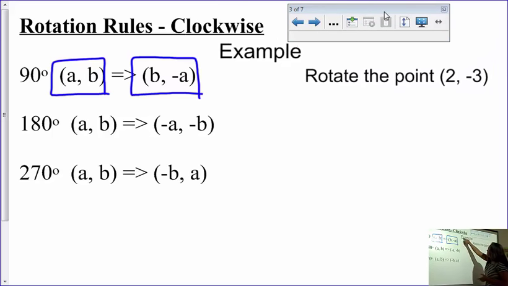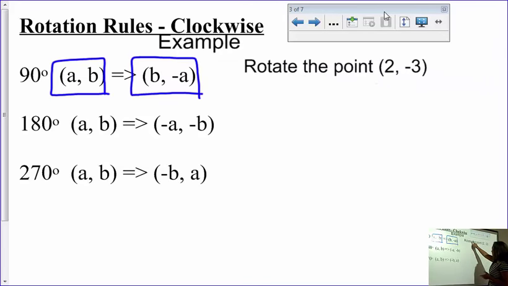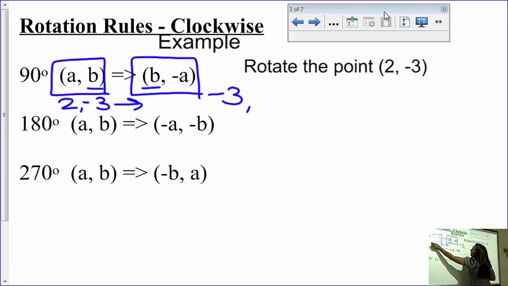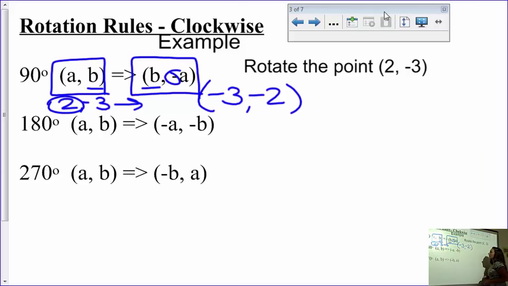All right, so here's the example. Let's take the point (2, -3) and rotate it 90, 180, and 270 clockwise. So if you just think about it here, the point (a, b) is going to be (2, -3), so if you notice, b gets flipped, but the signs stay the same, so we're going to end up at -3. And then a ends up flipping the sign here, so we go 2, so that will be -2. So (-3, -2) will be a 90-degree rotation.